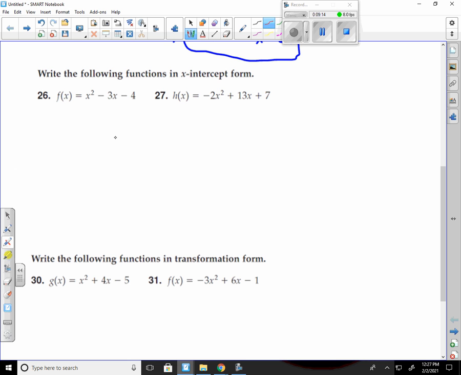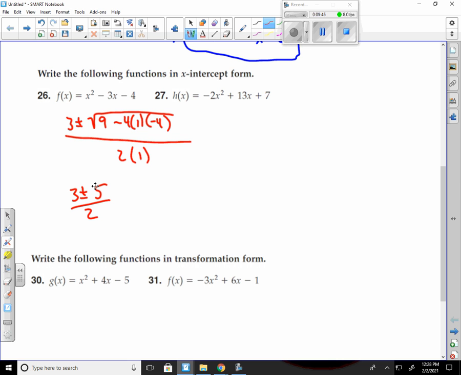Negative b gives me positive 3, plus or minus the square root of b squared, which is 9, minus 4 times 1 times negative 4, all over 2 times 1. Negative 4 times 1 times negative 4 is a positive 16, plus 9 gives me 25. Square root of 25 is 5, so that's 3 plus or minus 5 all over 2. 3 plus 5 over 2 is 8 over 2, which is 4.